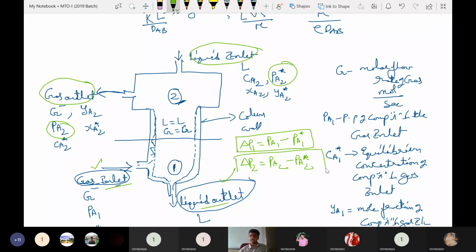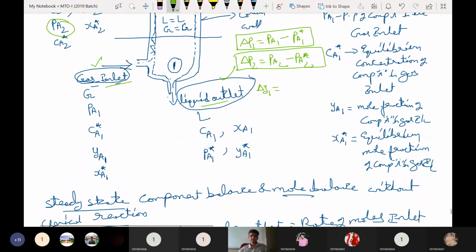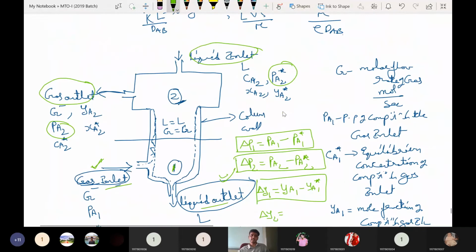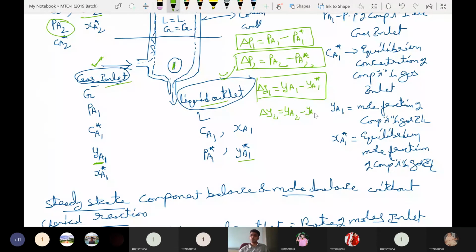Similarly, we can also define delta Y1 and delta Y2. So what is delta Y1? Since these two phases are in equilibrium and the bottom section is 1, we can write YA1 minus YA1 star is nothing but delta Y1. Similarly, we can define delta Y2. This variable is 2, the top section. Then YA2 minus YA2 star is delta Y2.